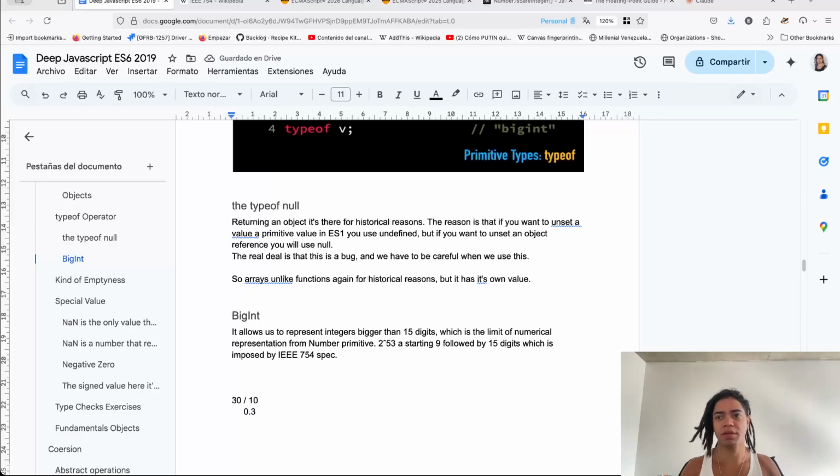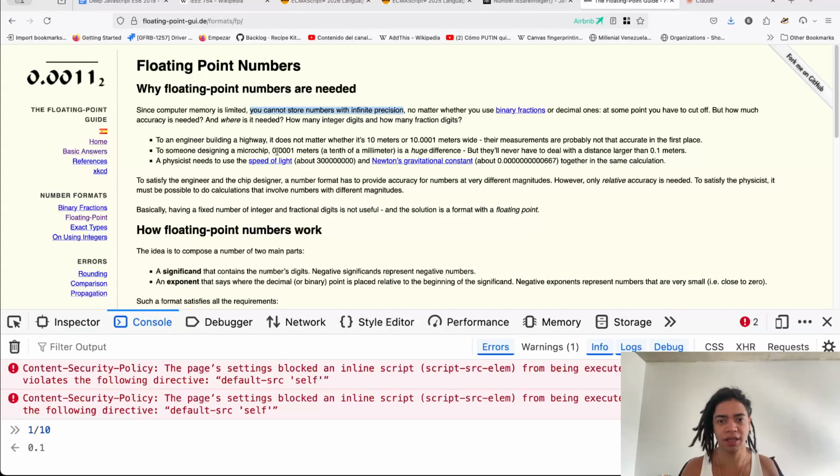But the thing with floating point is that to an engineer building a highway, it doesn't matter whether it is 10 meters or 10,000.1 meters wide. Their measurements are probably not that accurate in the first place. To someone designing a microchip, 0.0001 meters, a tenth of a millimeter, is a huge difference. But they will never have to deal with distances larger than 0.1 meters.